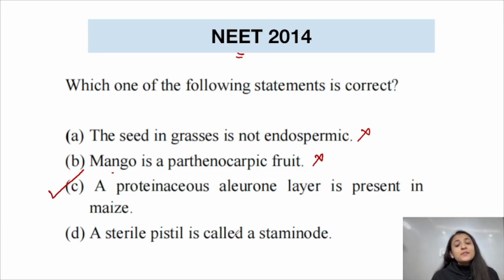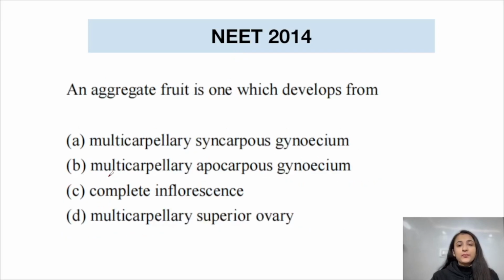A sterile pistil is called a staminode. This option is also incorrect. A sterile stamen is known as a staminode. A sterile pistil is known as a pistillode, not a staminode. So the correct statement is option number C.